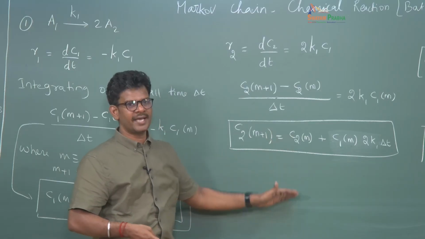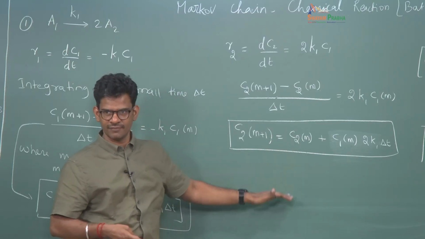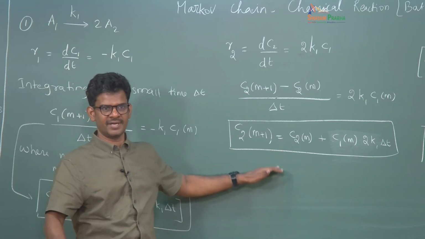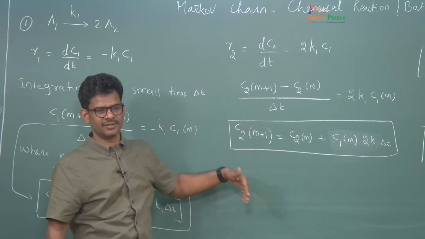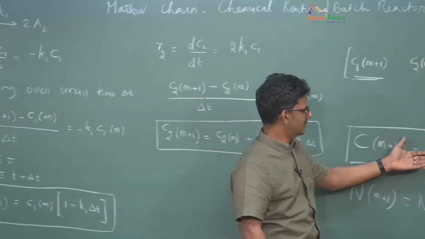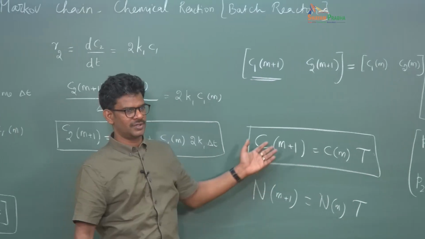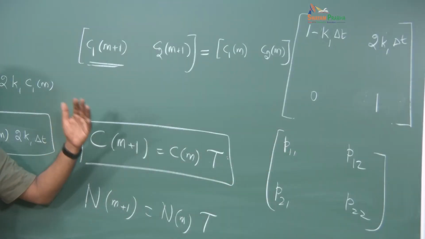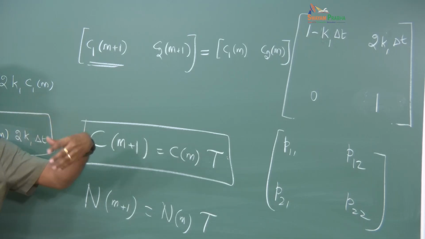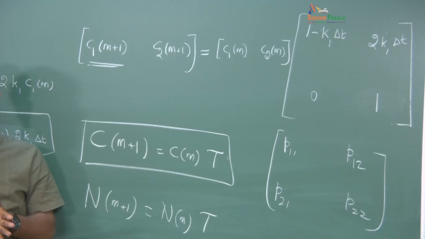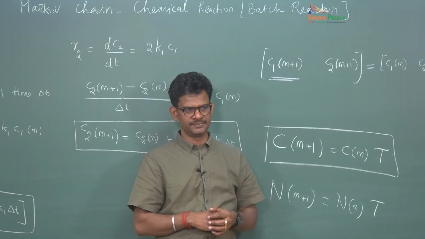You will get as many equations as there are number of species you have. Then you write this in a cyclic or recursive form, where you start at m is equal to 0 and then update m is equal to 1, 2, 3, 4 all the way, and you will get concentration or the number of molecules as a function of time. That is basically the trajectory of the system.